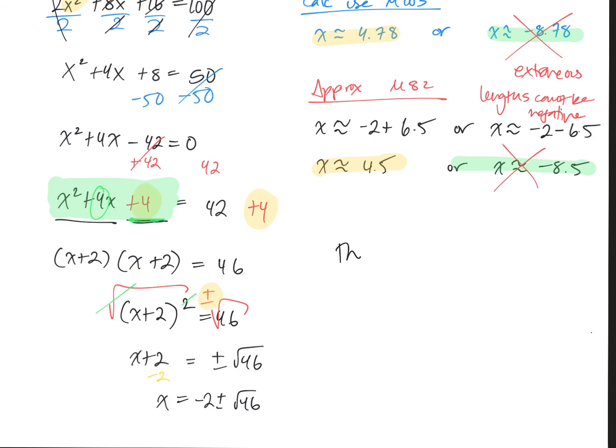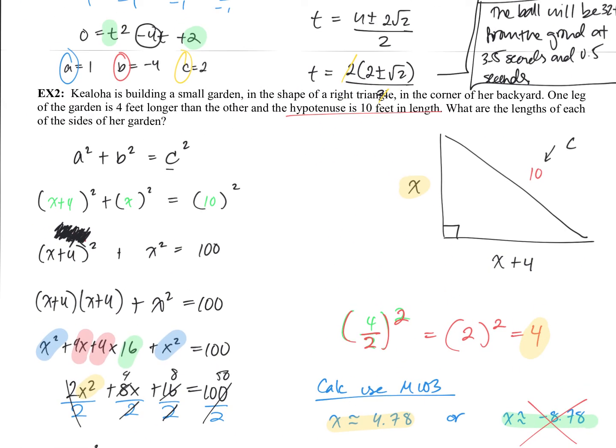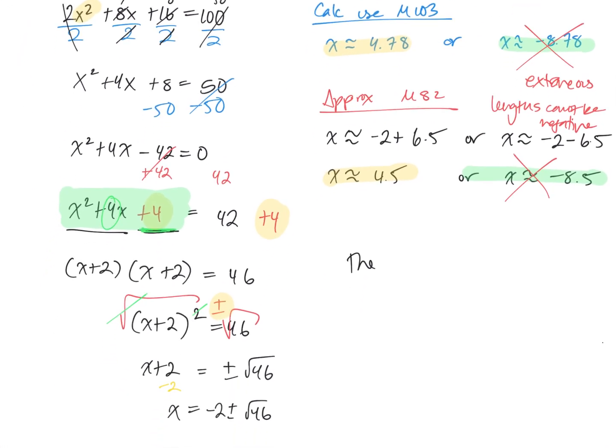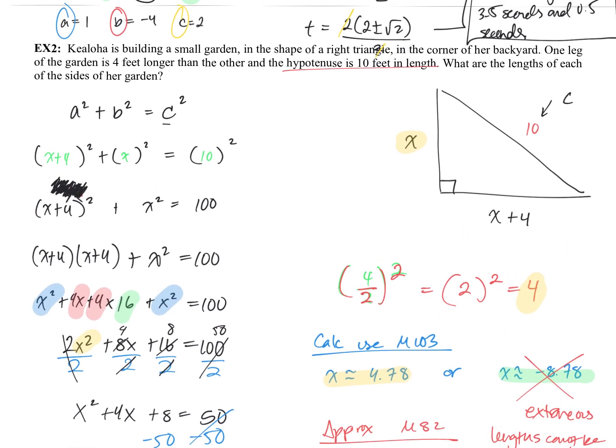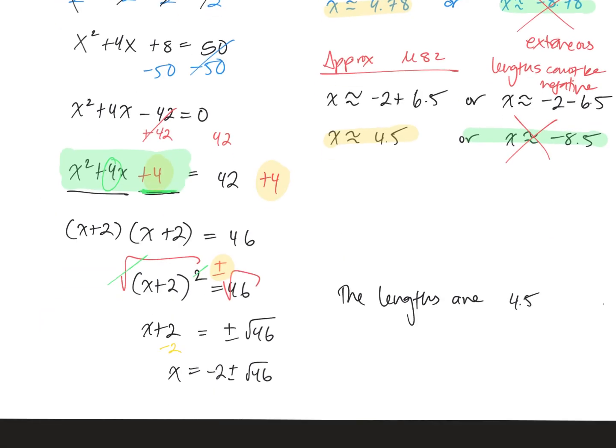So the lengths of the gardens, was that the question actually? The question was, what are the lengths of each of the sides? Yeah. Okay, so the lengths are, actually let me leave space for us finding the other one. So the lengths are going to be, and I'll go ahead and just use the Math 82 answers. 4.5, 4.5 what? Feet. 4.5 feet.